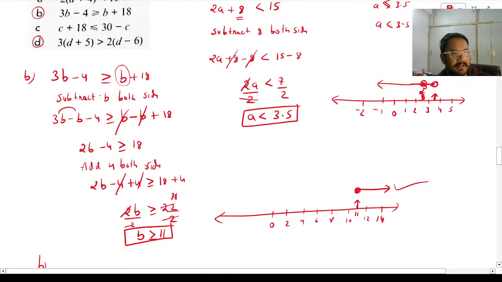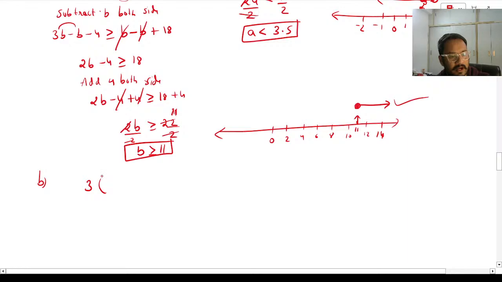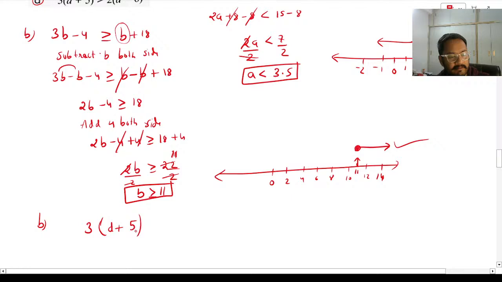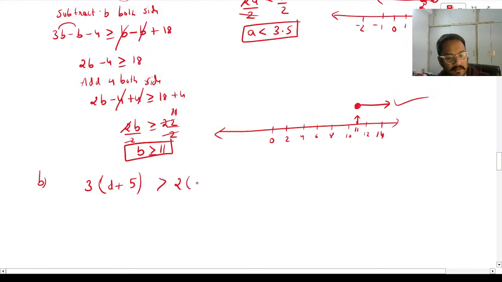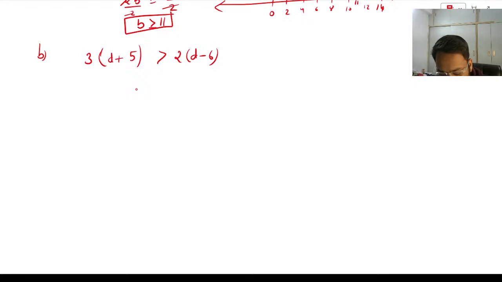So I'm writing the question here for you all. It is 3 bracket d plus 5, and then greater than 2, bracket d minus 6. I hope you're doing it in the copy so that you can get an idea how to solve, because only once you try will you be able to solve, right?